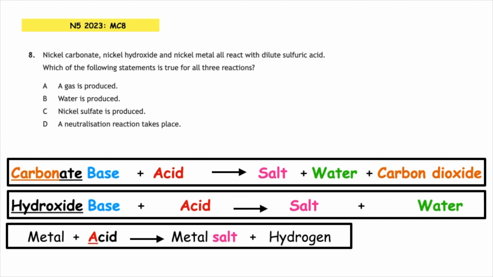So what we can see that they all have in common is they all produce a salt. Remember, for naming salts, the metal comes from the base's name, which would be the nickel, and the second part of the name comes from the acid, which would be sulfate from the sulfuric acid. So the correct answer to this is multiple choice answer C.